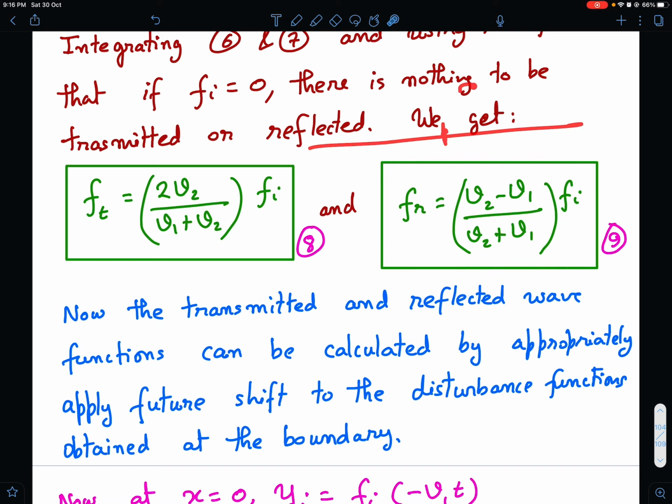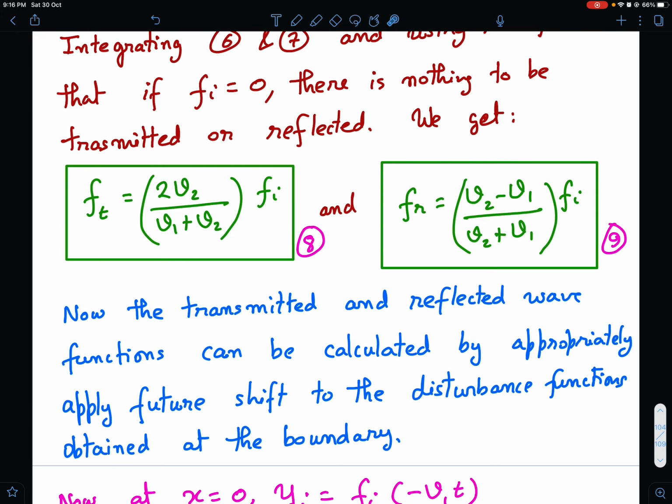Similarly for the reflected wave, if I have a string and this is the x equal to 0 boundary, at some general x to the left of the boundary, the x coordinate is negative, so this distance must be equal to minus x. How much time will the disturbance take in reaching from x equal to 0 to a general x? That time will be minus x divided by v1. So I'll have to apply a future shift of minus x by v1.